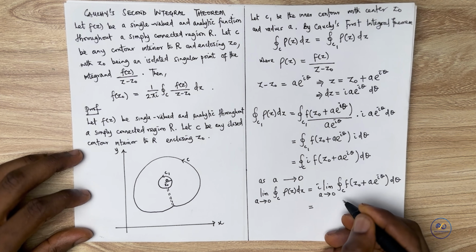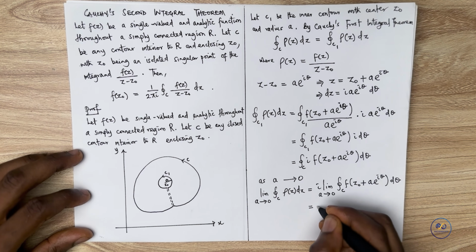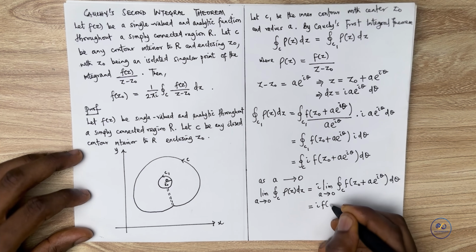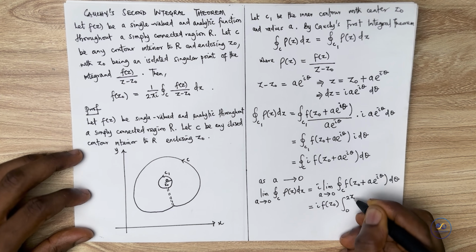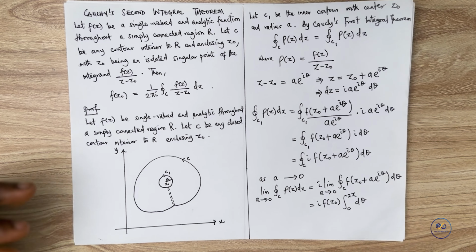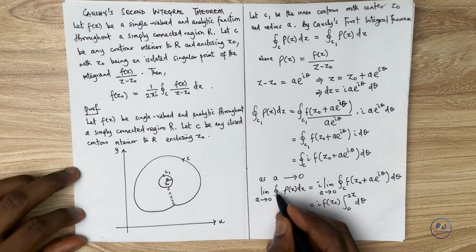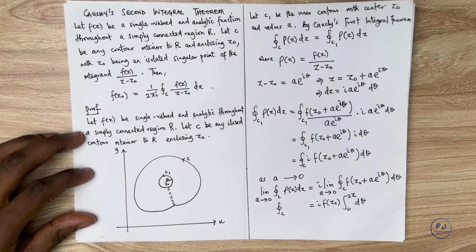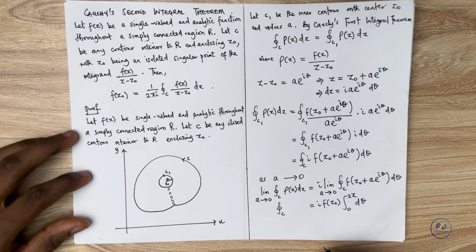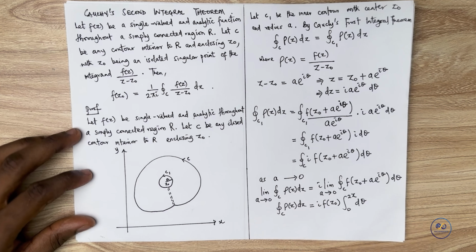So, as a tends to 0, this will vanish, and we would be left with i f of z naught times the integral from 0 to 2 pi of d theta. This is what we're going to have. And of course, the limit would not have anything to do with the left-hand side. So it's just going to be the integral over c of rho z dz.